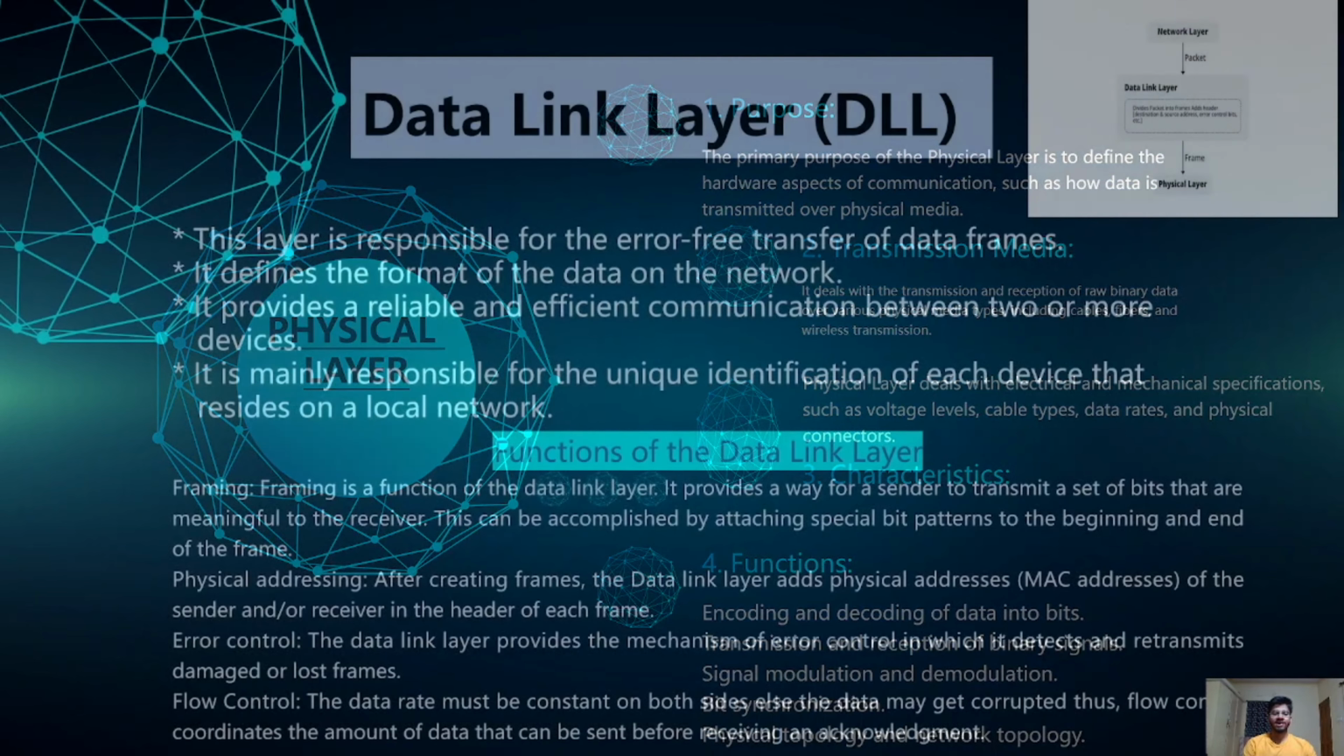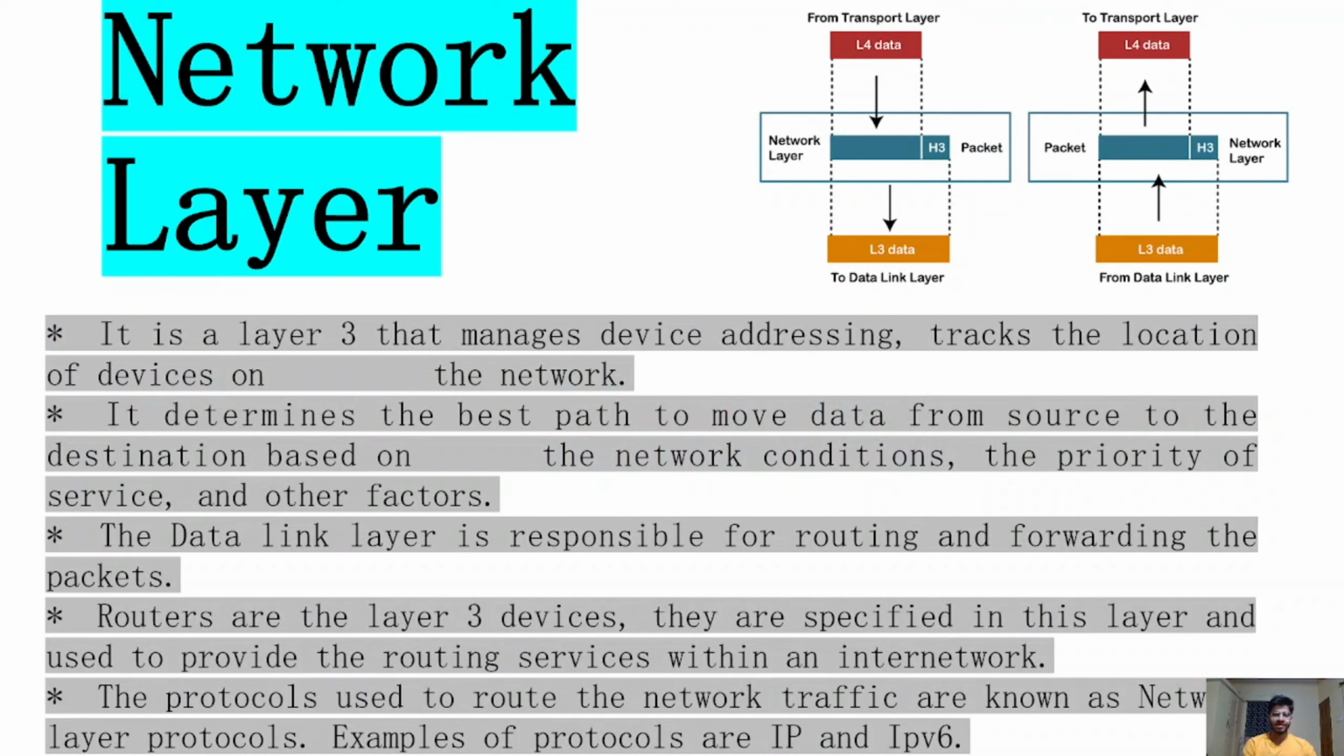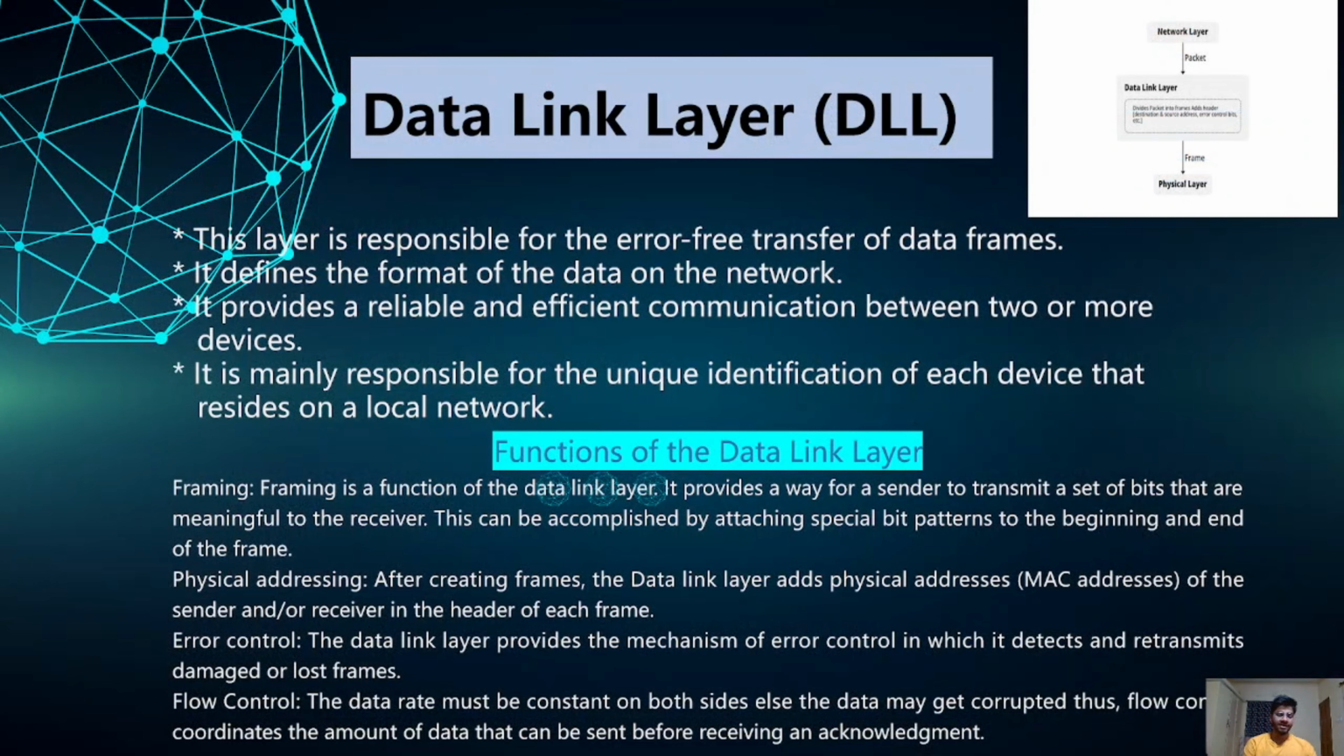Then we have the data link layer, that is responsible for the error-free transfer of data frames. Here the data is converted into frames and it defines the format of the data on the network. It provides reliable and efficient communication between two or more devices and it's also responsible for unique identification of each device that resides on a local network.